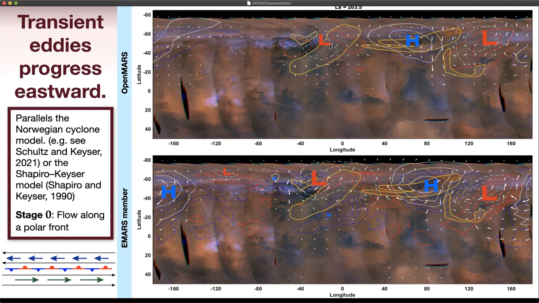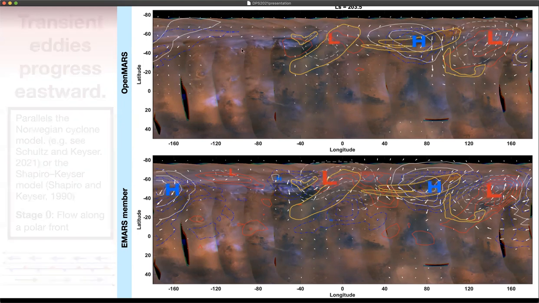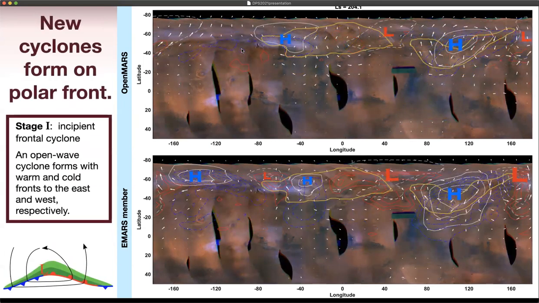So here's stage 0. We're starting to see cyclones begin to form, undulations in the polar front begin to form. We're moving on to day 3 now, so we're looking at stage 1. This is the incipient frontal cyclones.